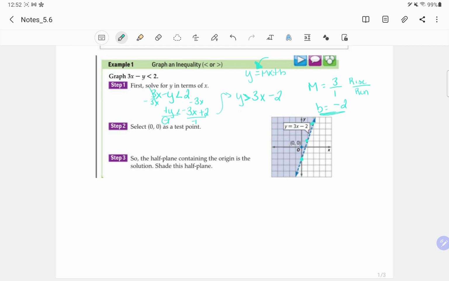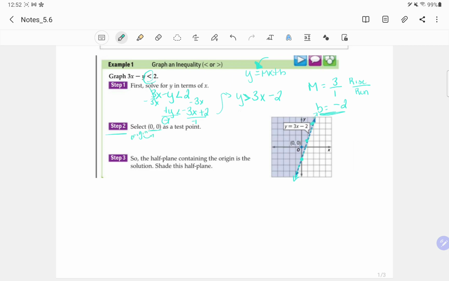Okay, you can also do it backwards because lines go on in both directions. All right, and then because it has no equal sign, we're using a dotted line to draw our line. All right, and now our line is graphed. So we just need to figure out which side we're going to shade on. So that's part 2. How do you figure out where to shade? You select the origin, the point 0, 0.